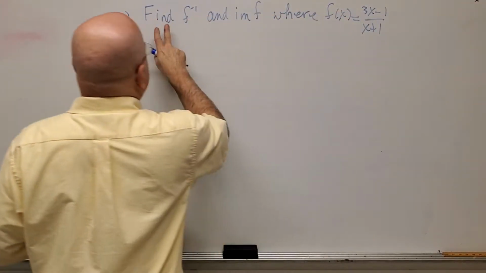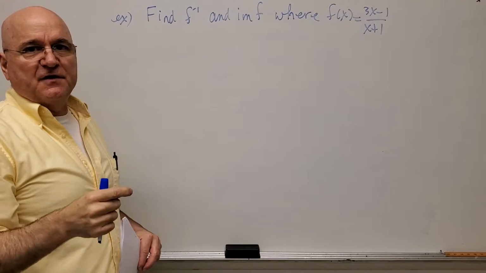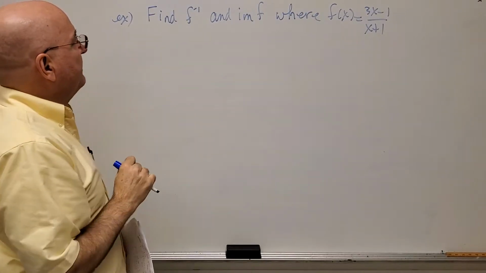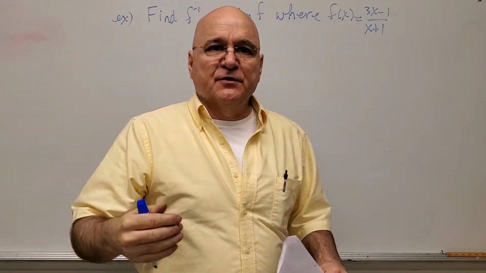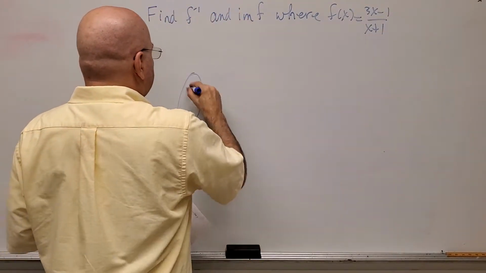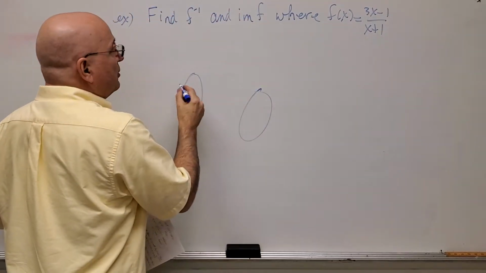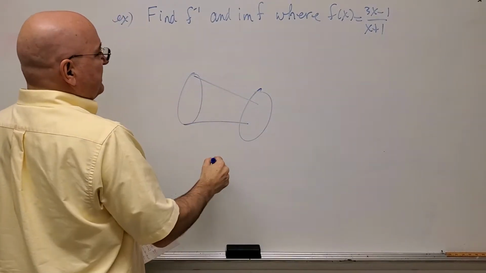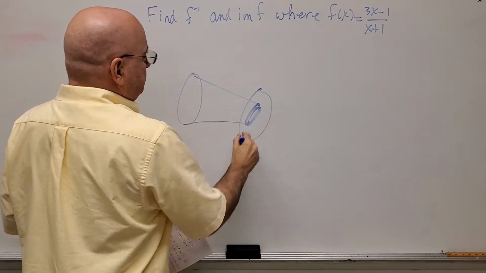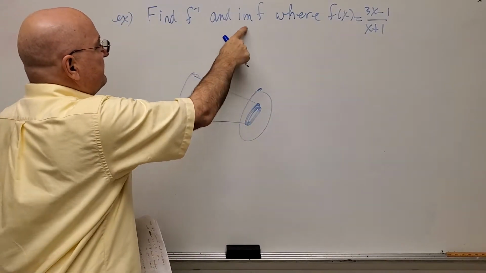Okay, so I'll read it again. Find f inverse, the inverse of the function f, which is defined over there, and find the image of f. We're going to find the inverse first. So if this maps to there, I'm looking for the image. I want to know what this set is. I'm looking for the image of f.